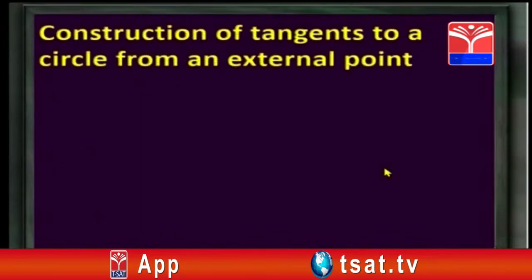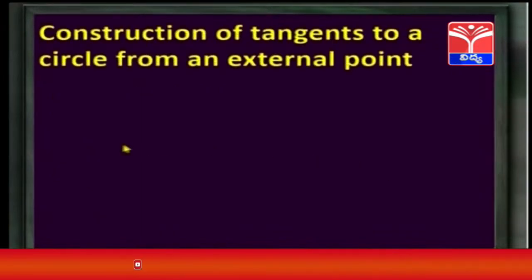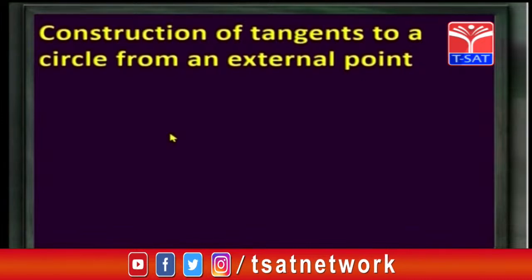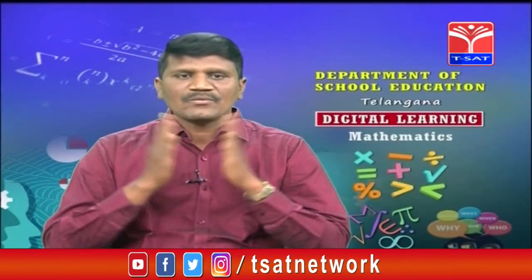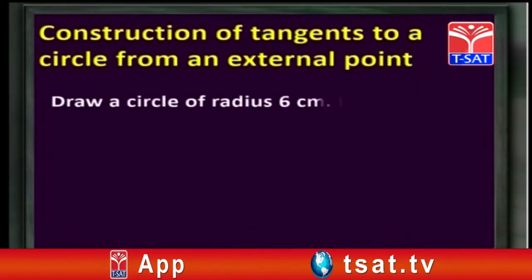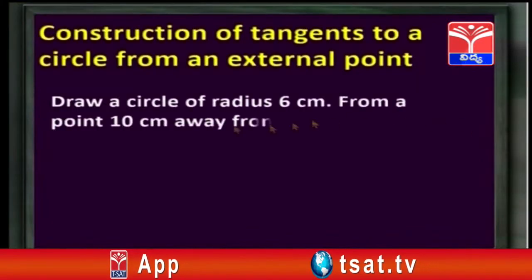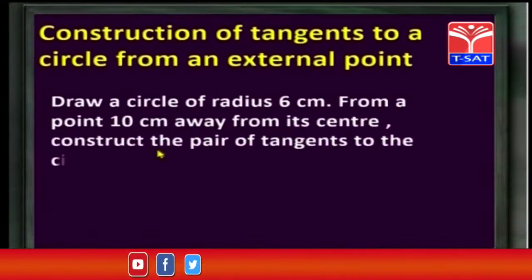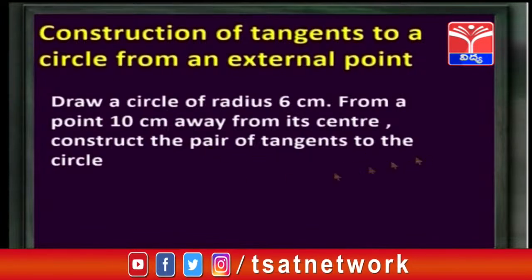Okay students, now construction of a tangent to a circle from an external point. So how many tangents can we draw from an external point? We can draw two tangents from an external point. Let us see the construction. First, the problem is, draw a circle of radius 6 centimeters. From a point 10 centimeters away from its center, construct the pair of tangents to the circle.